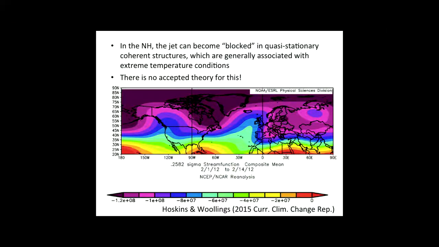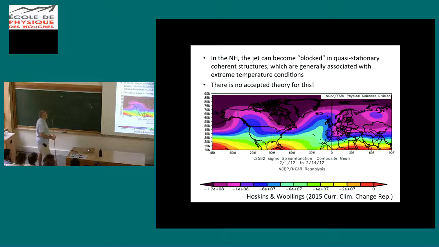And finally, blocking, which I'll just mention very quickly because we should talk about some of the phenomena. There's no EOF for this, but blocking is a very important phenomenon for weather, and it's basically when the east-west flow, the westerlies, become blocked, stuck for a few weeks. This is a two-week average, February 1st to February 14th in 2012, at 0.25 sigma. That's a fraction of the surface pressure, so about 250 hectopascal, the upper troposphere. And you see these two classic ridges, a Pacific block and an Atlantic block, and these can persist for up to about two weeks. And actually, a lot of extreme weather events are connected with blocks.